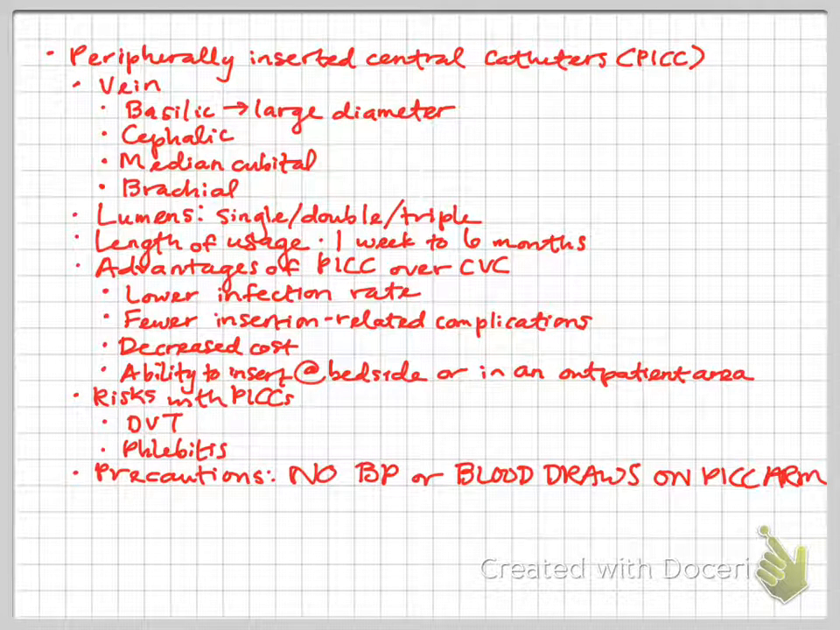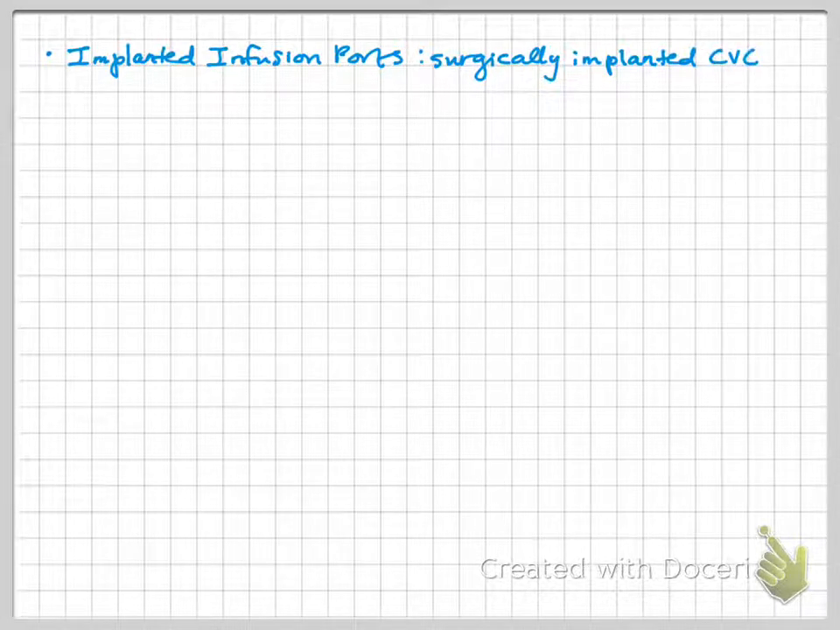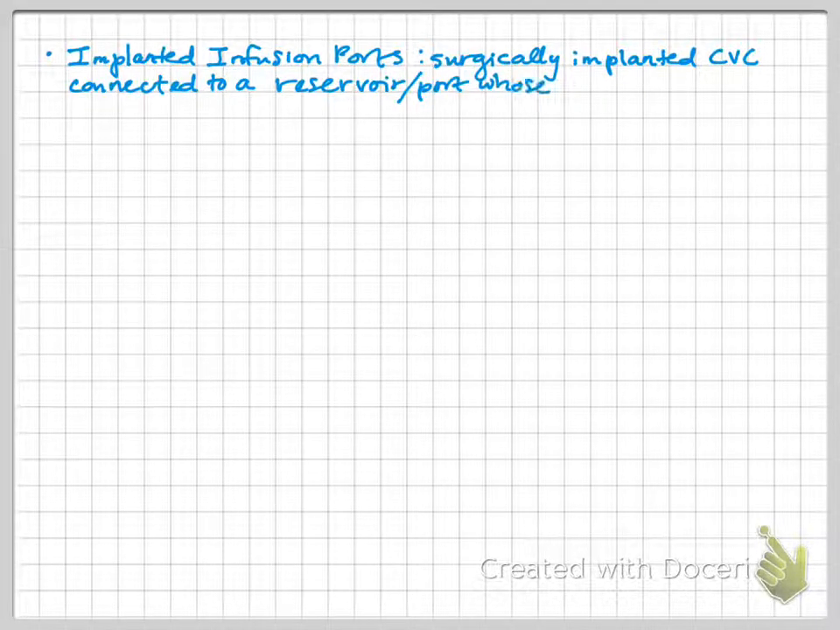Let's talk about ports. Implanted infusion ports are surgically implanted central venous catheters connected to a reservoir or port whose tip lies in the desired vein. You may have seen this on the oncology floor.